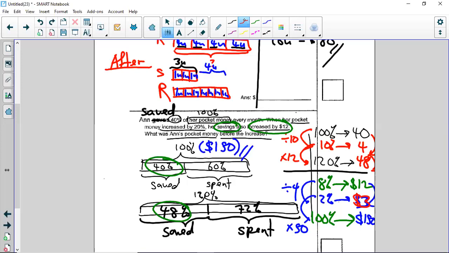You just have to understand that if your money increased by 20% or 40%, then whatever you do, whether you spend money or save money, will also increase by whatever percent. If your money increased by 20%, then your savings and your spending also increase by 20%. Clear? Understand? Any questions so far?